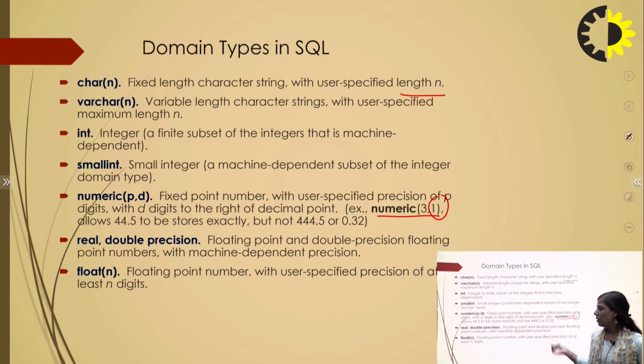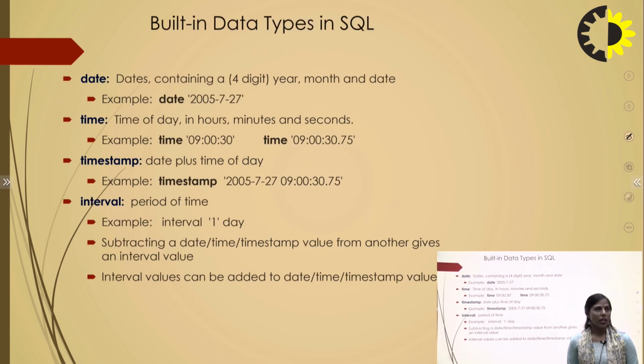Then we have real and double precision, floating point and double precision floating point numbers with machine dependent precision. Next is float(n). So these are the various data types which can be used in SQL for defining attributes. Now there are various built-in data types which can be used.